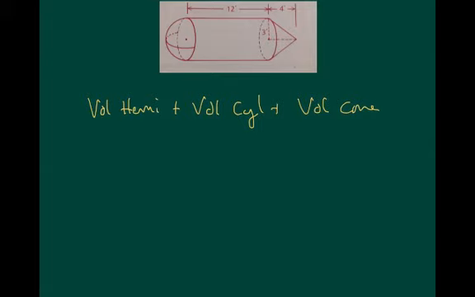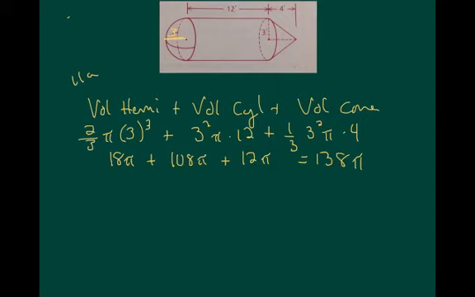So they tell us in the problem that the cone has a radius of 3, which means the cylinder has a radius of 3, which means the hemisphere has a radius of 3. They kind of sneak that in there. So the volume of the hemisphere is going to be 2/3 pi times 3 cubed, plus the volume of the cylinder, which you recall is the area of the base, which would be 3 squared pi times the height, which they tell us is 12. And then we're going to add on the volume of the cone, which is 1/3 the area of the base times the height of 4. So let's simplify that and we'll get our final answer. So all that simplifies to 138 pi.